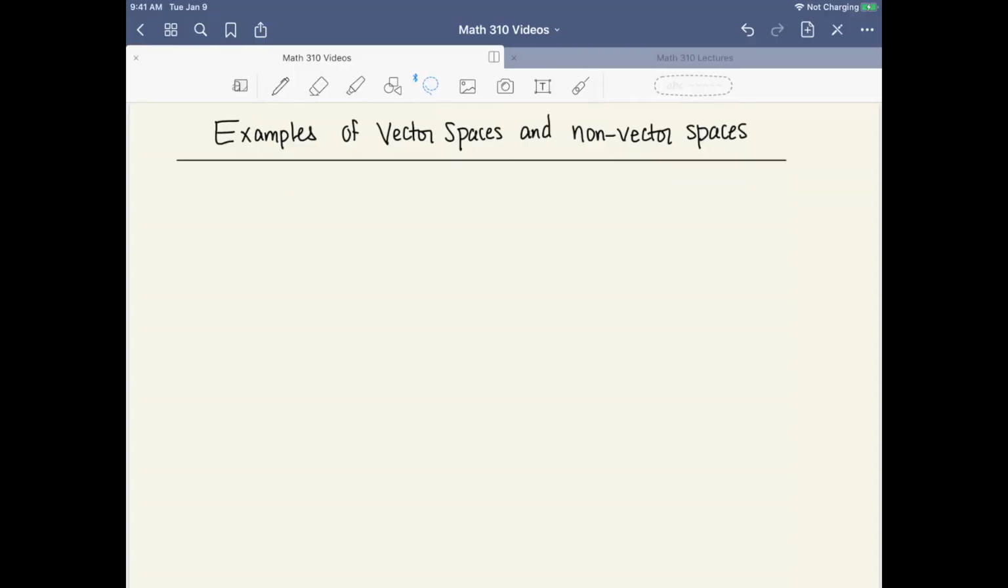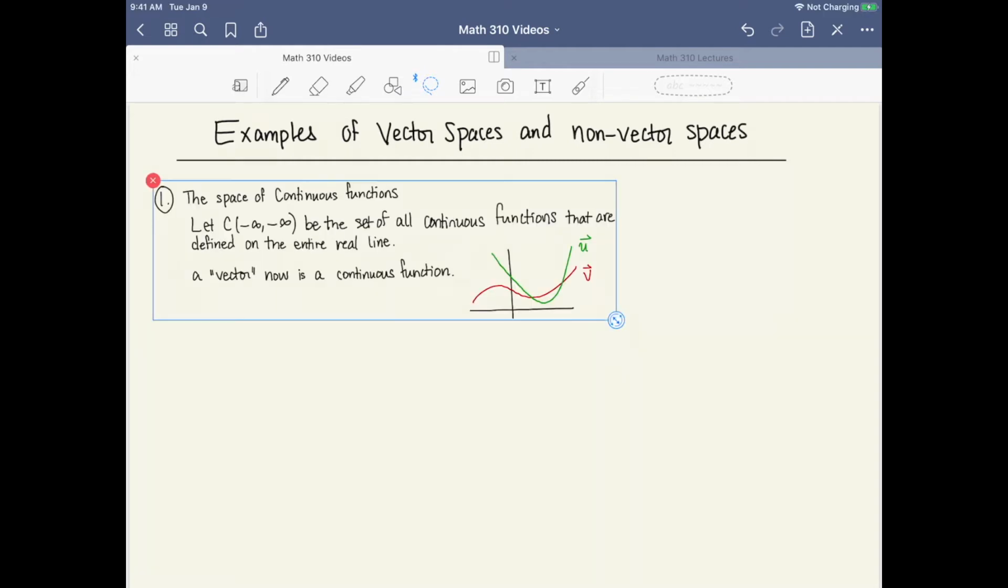The purpose of this video is to explain some examples of vector spaces as well as some examples of non-vector spaces. Considering what makes something fail to be a vector space is just as important as understanding why something is a vector space. The first example that we're going to look at is the space of continuous functions.